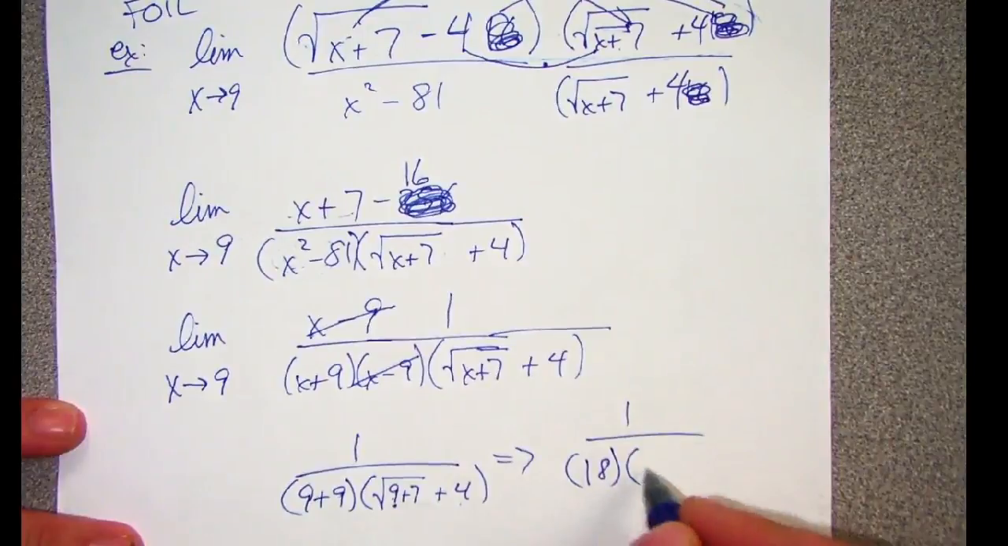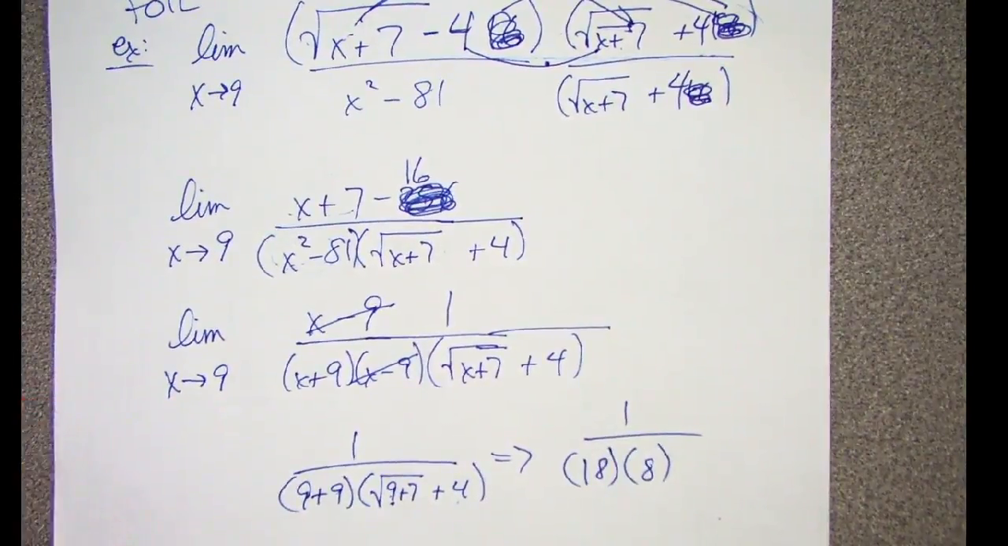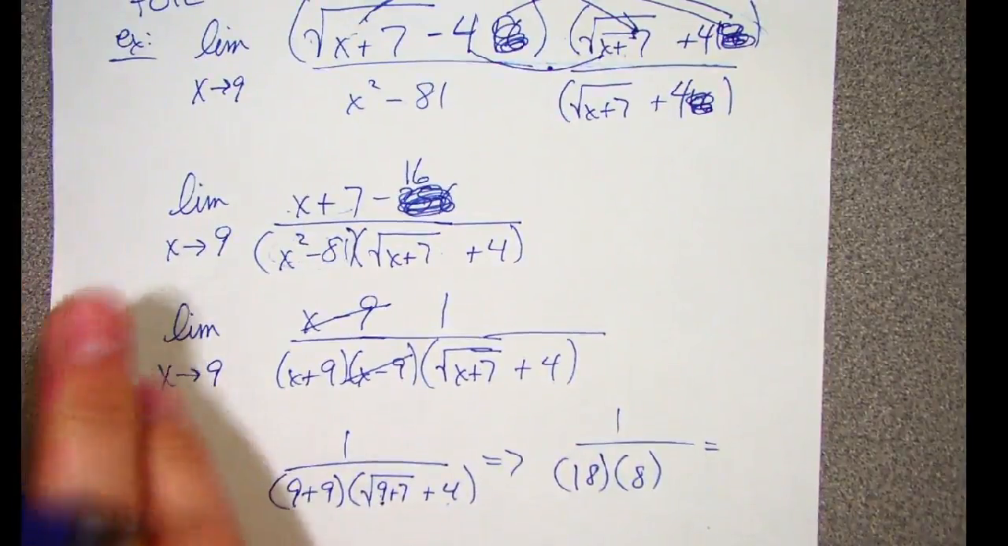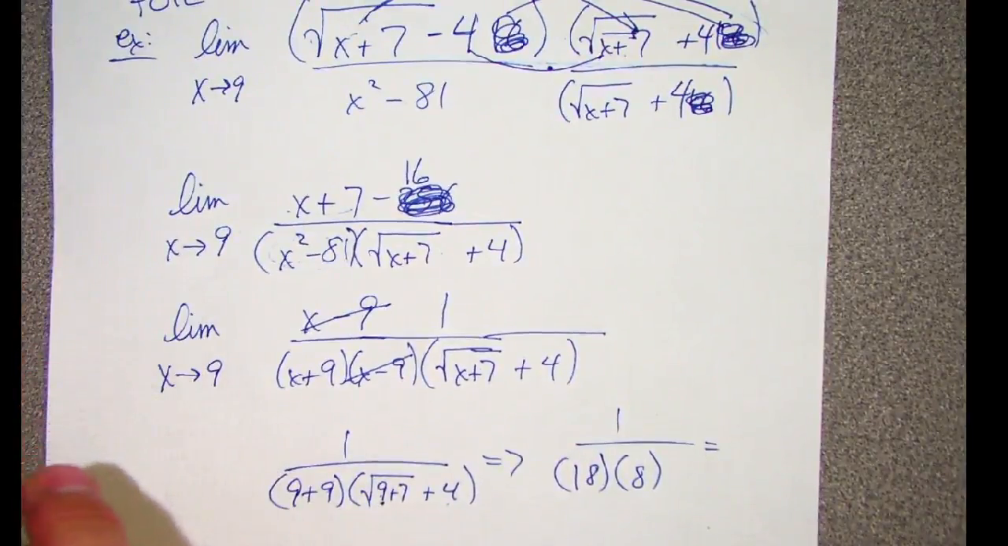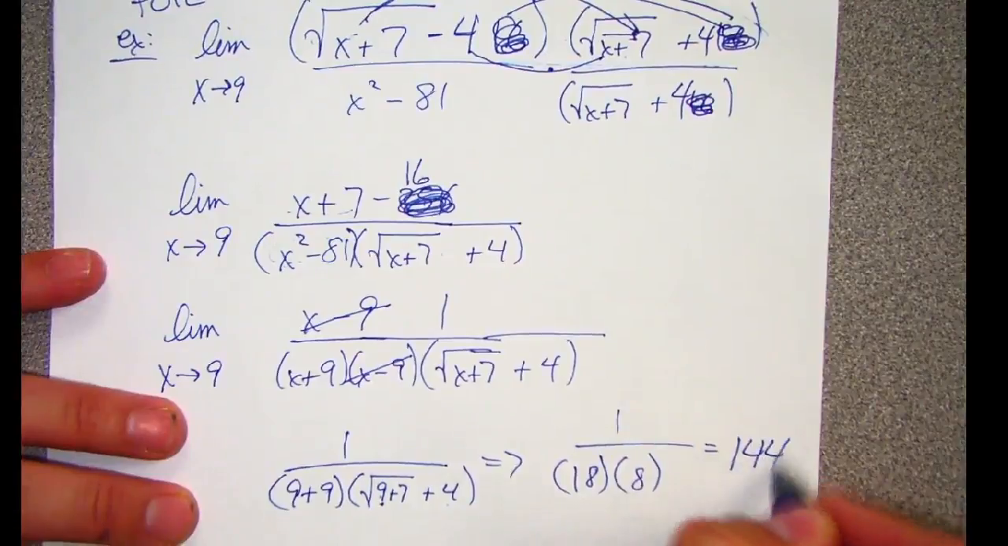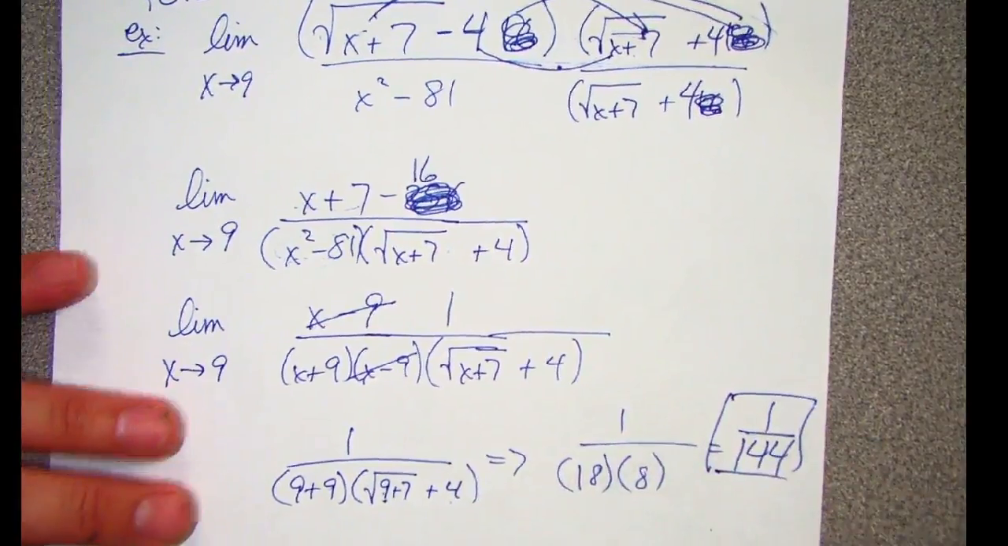4 plus 4 is 8. So 1 over 18 times 8. So 10 times 18 would be 180. But that's too many 18s, so I need to subtract 36 from that, which puts me at 144.